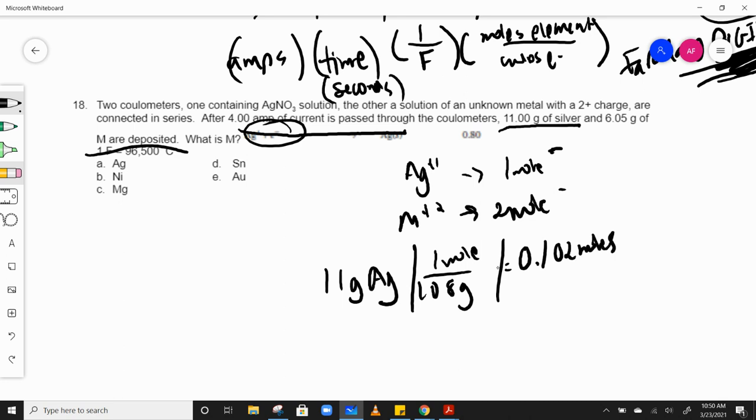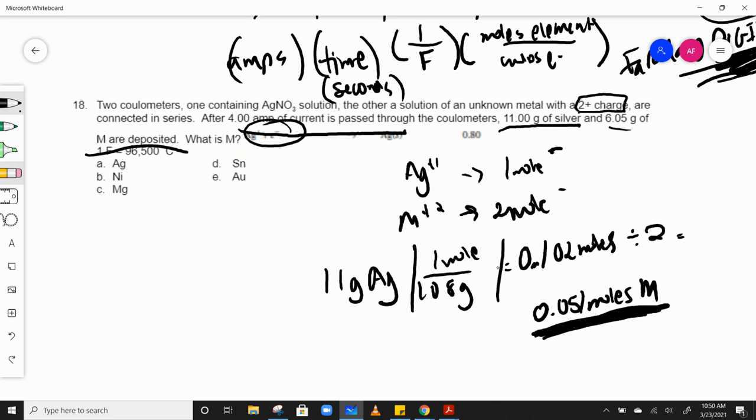Okay, and we know that I'm going to create double the amount of silver that I will metal M, because this requires 2 electrons, where this only requires 1. So I'm going to divide this by 2, and I'm going to get 0.051 moles of M. So I know that I will create this is the number of moles of the metal that will be deposited.